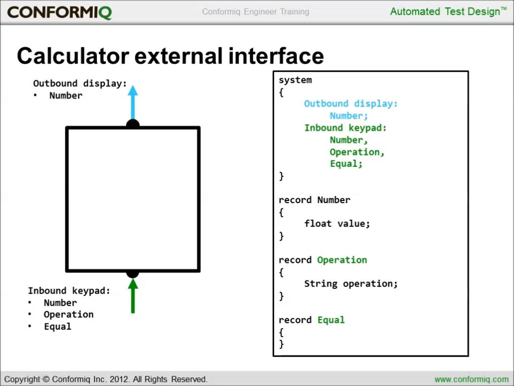For outbound port display, we identify one type of output. It corresponds to the previously mentioned record definition number. Please notice that we specify only the message structure. The actual message content will be generated by Conformiq using a pure mathematical algorithm. Now I will paste the system block and type definitions into our project.